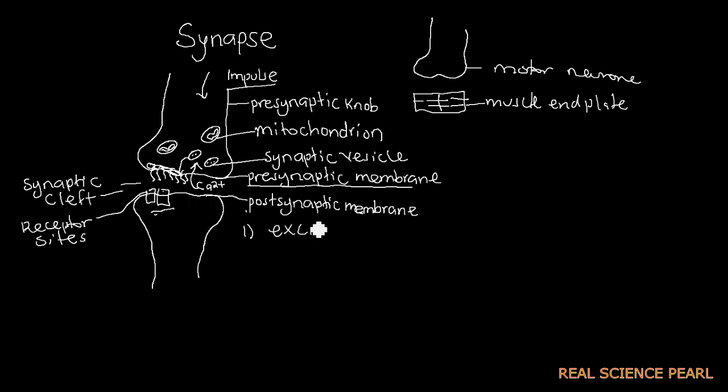It can do two things. One, it can excite the postsynaptic knob, or it can inhibit. That's why we are going to look at two types of synapse. We can have an excitatory synapse, then we shall have an inhibitory synapse. Let's first discuss the excitatory synapse.